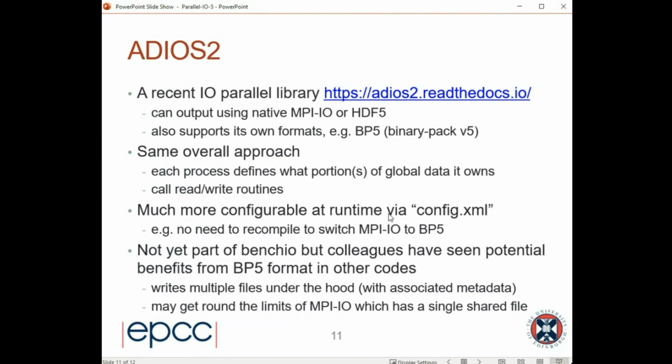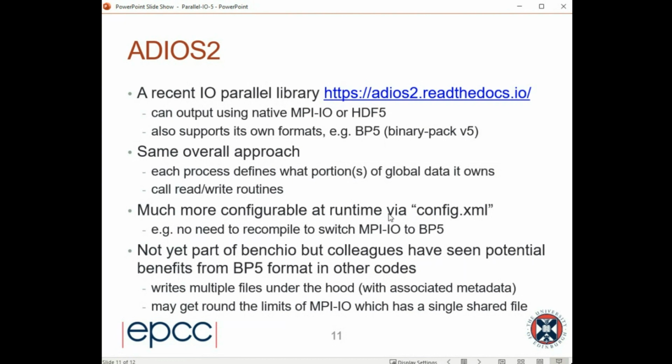But it writes metadata, so you can read it back in on a different number of processes. It will figure out what the issues are. Okay. So this may get around the limits of MPI-IO, which has a single shared file, but you don't suffer from. I was very anti lots of multiple files because they're a nightmare to manage, and you have to write your own pre and post processing.